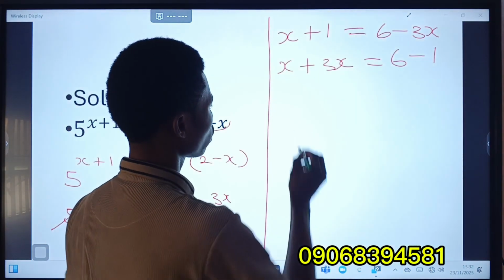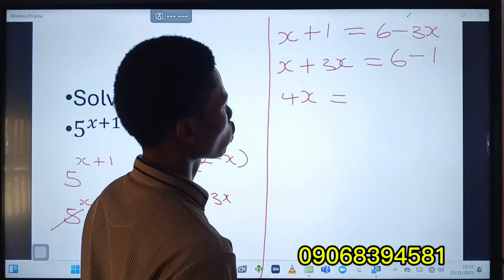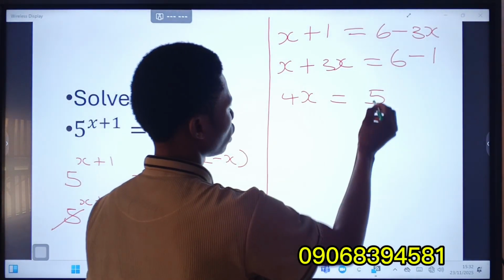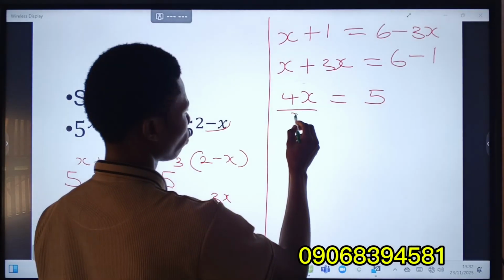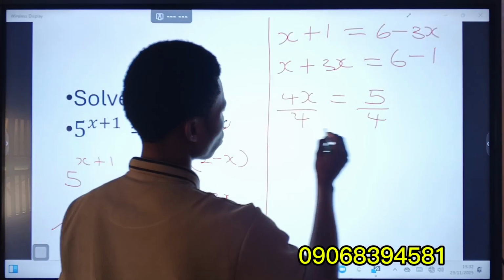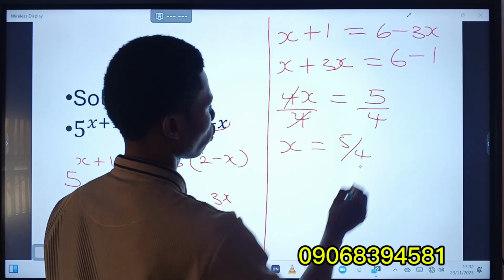Now, x plus 3x will give me what? 4x equal to 6 minus 1 will give me what? 5. Now, to make x the subject of the formula, we divide both sides by what? By 4. So 4 will cancel 4 and x will be equal to 5 over 4.